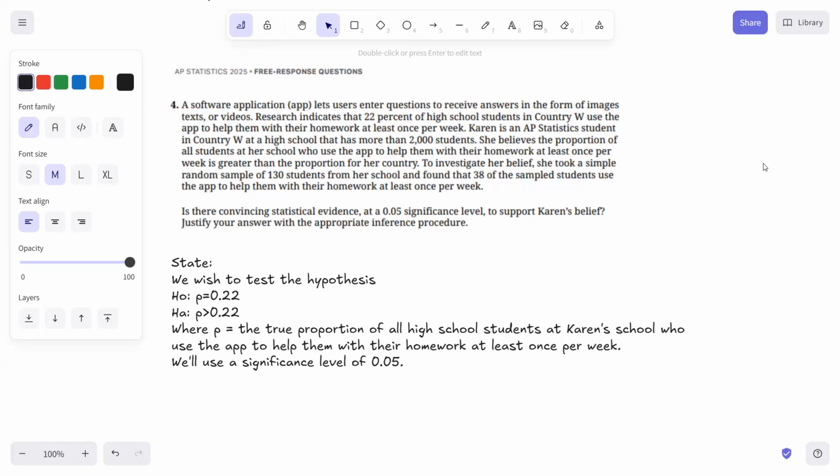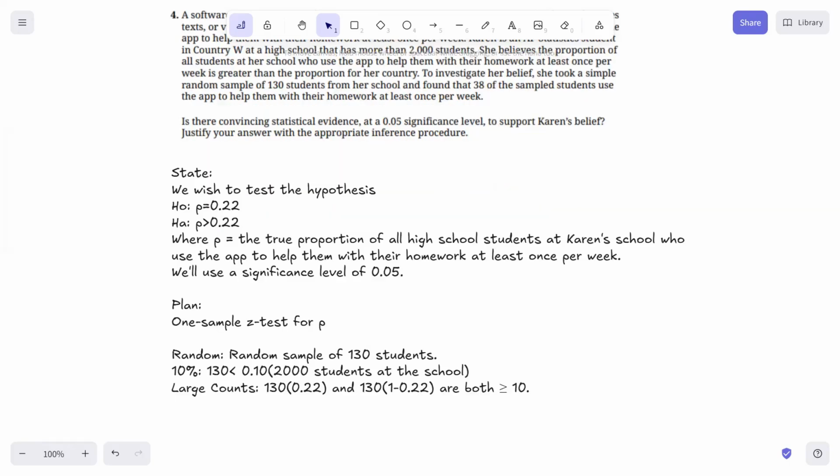Our next step is the plan step. So in our plan step, we are listing the inference procedure we're using, which is a one sample z-test for proportions. And we need to check the conditions. It's not enough to just write random, 10%, large counts and put a check mark. You need to state how they are actually satisfied.